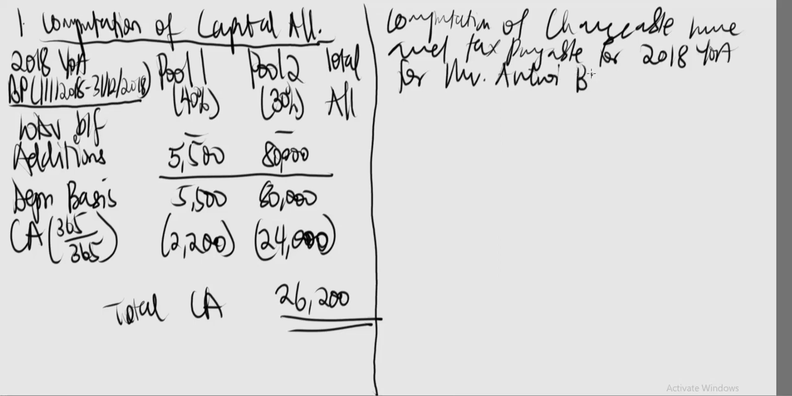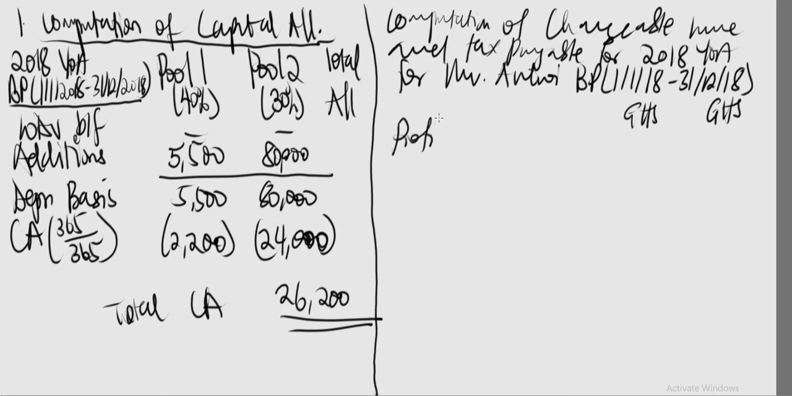Then you bring your basis period from 1st January 2018 to 31st December 2018. Relatively straightforward. So I bring my Ghana cedi. Okay, so first of all, let's bring our profit before tax. Profit before tax, we had a net profit of 92,600.